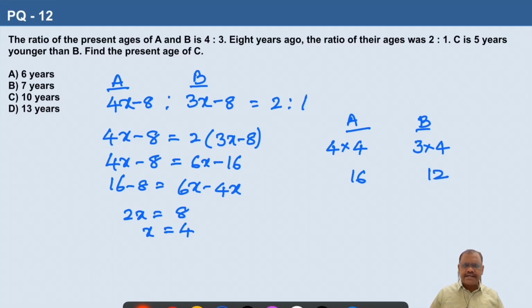C is 5 years younger than B. That means B minus 5. 12 minus 5, that is 7. So present age of C is 7 years. So answer is 7 years. Option B is the right answer.